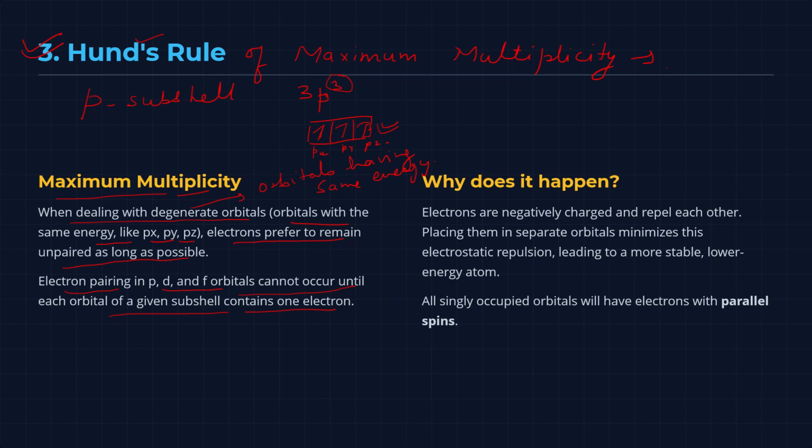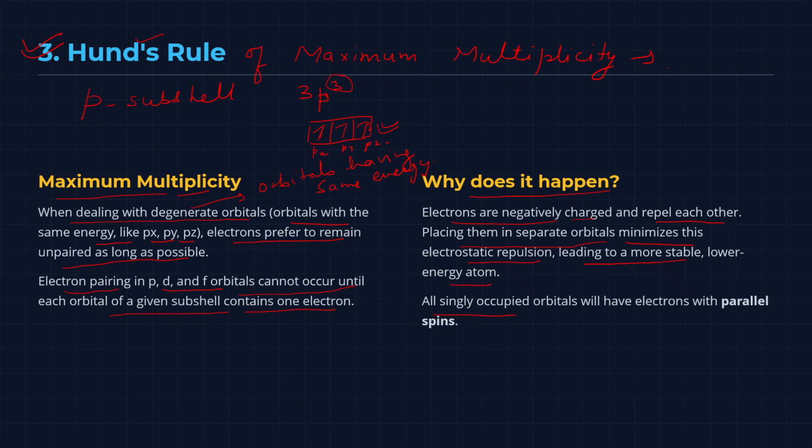It shows that whenever electrons are to be filled in orbitals of the same energy, they should be filled in such a manner that electron pairing should not take place until each orbital is singly filled. Now, why does this happen? Electrons are negatively charged and repel each other, and placing them in separate orbitals, when we arrange them in the unpaired form, minimizes this electrostatic repulsion, leading to more stability in the electronic configuration.